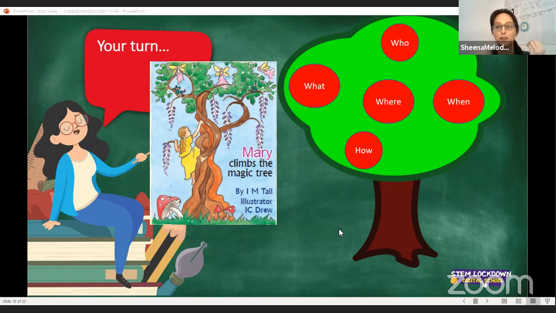Okay, it's fiction, because it's got magic, and we know magic is not real in the sense of the story because it's a made-up story, so it's fiction. Where? A tree. Well done. And how? So someone made a suggestion that she climbs a magic tree and turns into an elf. That's an interesting ending.